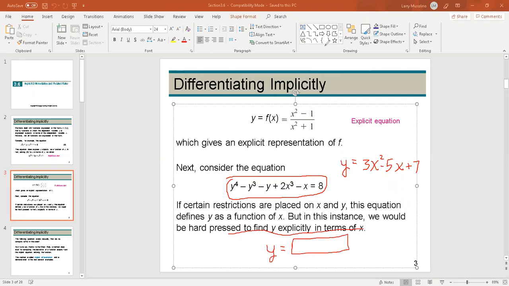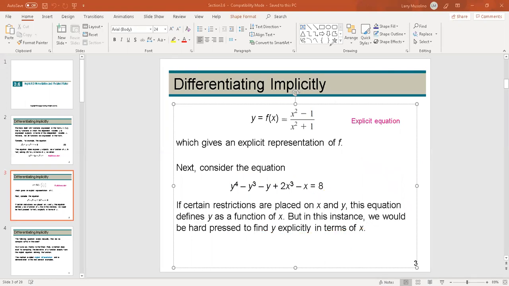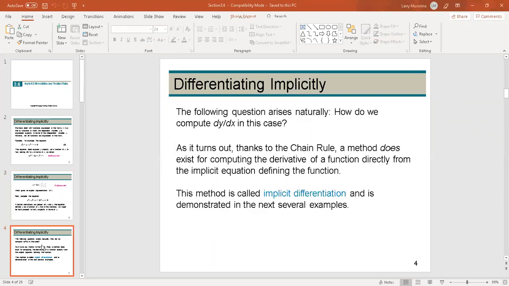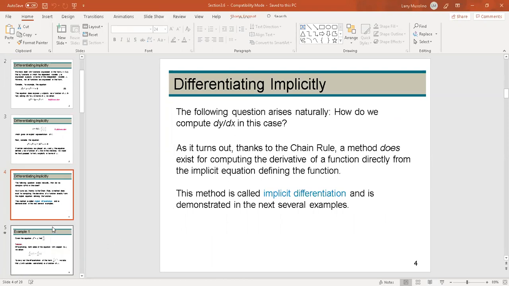So how will you know when to use this method? It will be for scenarios where you can't easily solve the equation for y, meaning you can't easily get y by itself on one side. Well, the basis of what we're going to be doing is really the chain rule. So when we want to calculate the derivative, we're going to use what's called implicit differentiation. Okay, so let's see what that means.